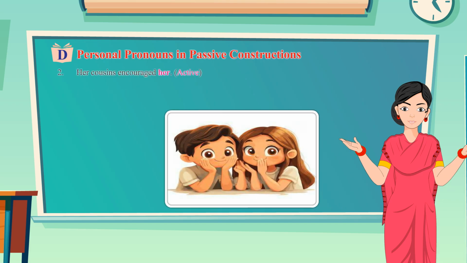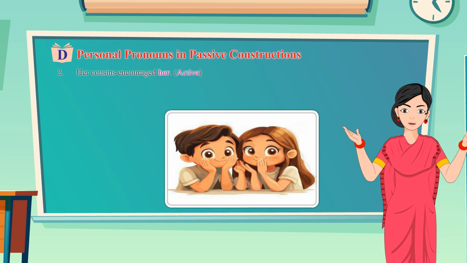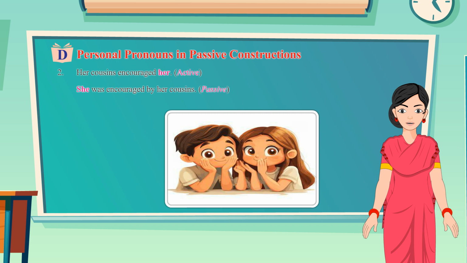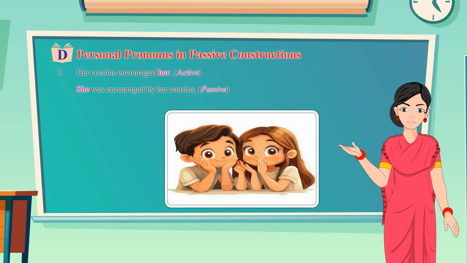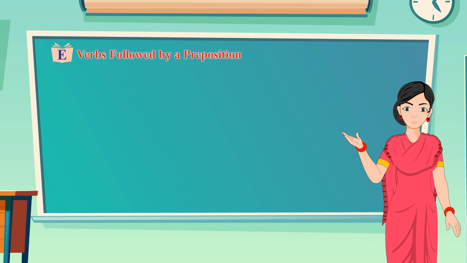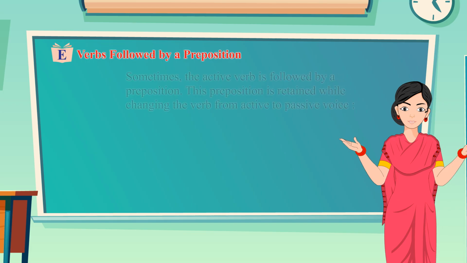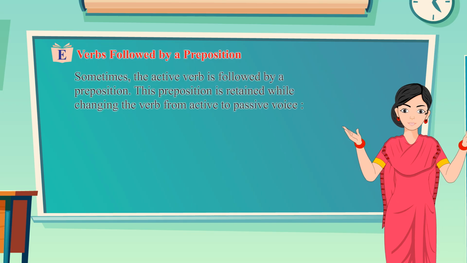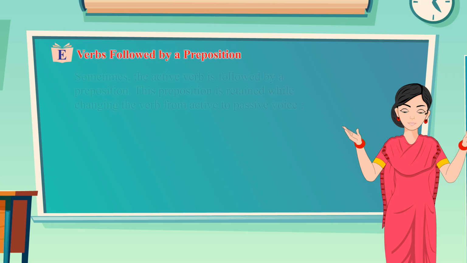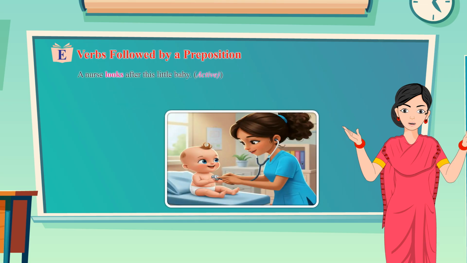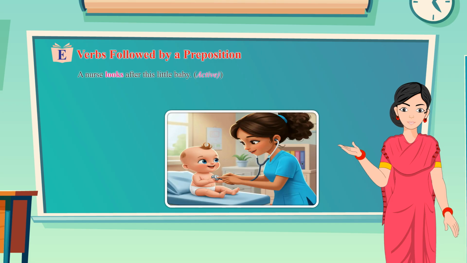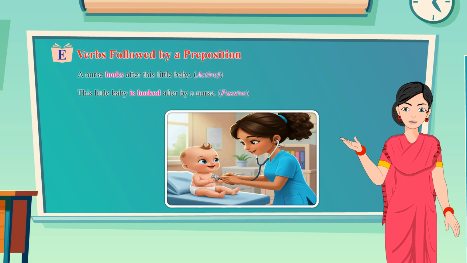2. Her cousins encouraged her. Active. She was encouraged by her cousins. Passive. Verb followed by a preposition. Sometimes the active verb is followed by a preposition. This preposition is retained while changing the verb from active to passive voice. A nurse looks after this little baby. Active. This little baby is looked after by a nurse. Passive.